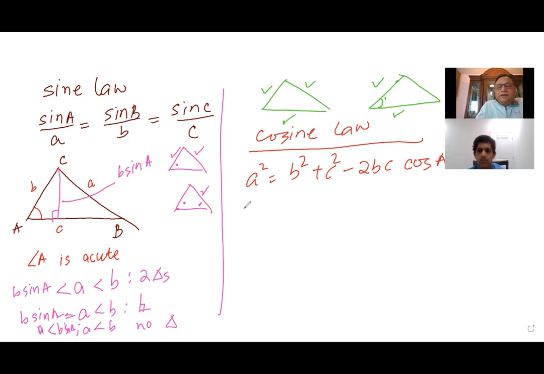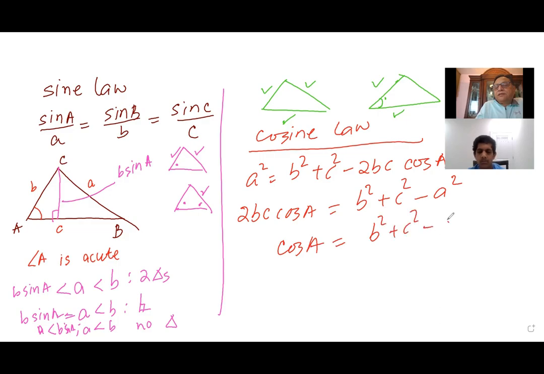This formula can be rearranged. So we have 2bc cos A equals b square plus c square minus a square, or we can say cos A equals b square plus c square minus a square divided by 2bc, correct? So that becomes the cosine. So we can apply the cosine. And you also saw that normally you have to apply the cosine law followed by sine law to finish up the question. So that is the summary.